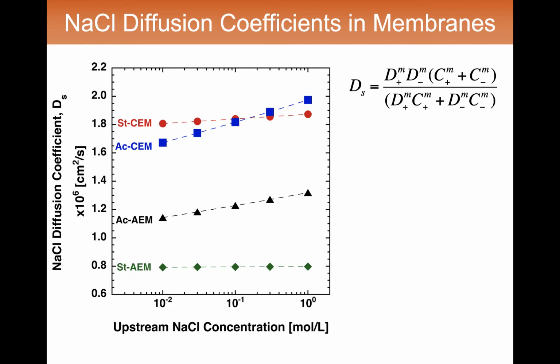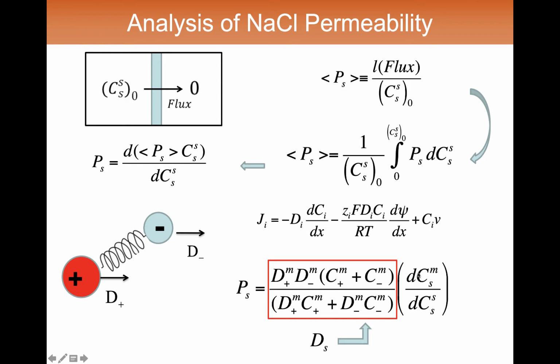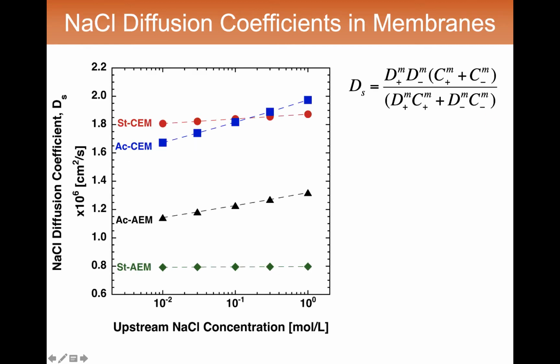And so this shows the diffusion coefficients of salt in the membranes that we've been discussing. And that diffusion coefficient comes directly out of the permeability expression, where we have measured the salt concentration in the membrane and the external solution. We've measured the permeability, and then use those two values to calculate salt diffusion coefficients.